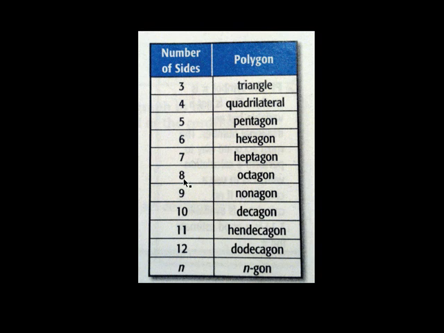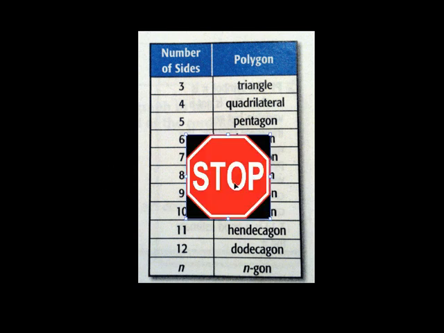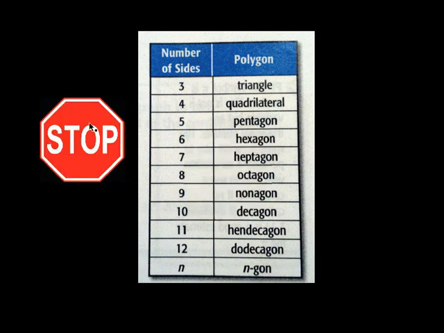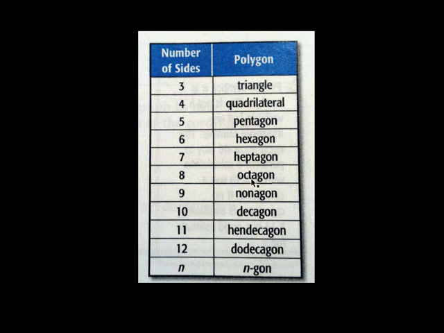And what is it that has 8 sides that you probably see every single day? At least if you're in a car or something like that. Yep, you're right. It's a stop sign. So a stop sign is an octagon. Count them. 1, 2, 3, 4, 5, 6, 7, 8 sides. So 8 sides is an octagon.